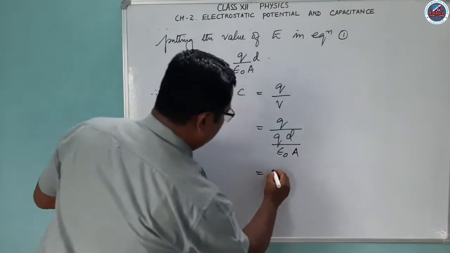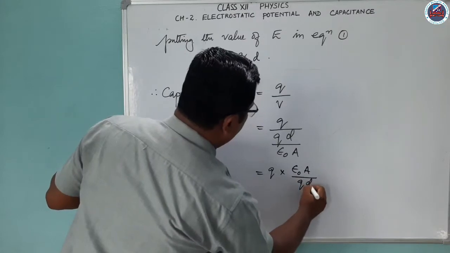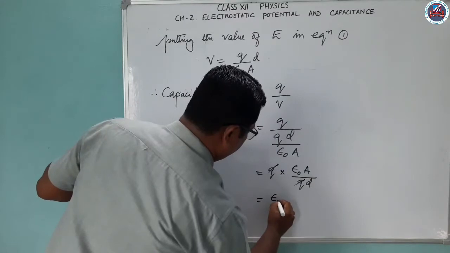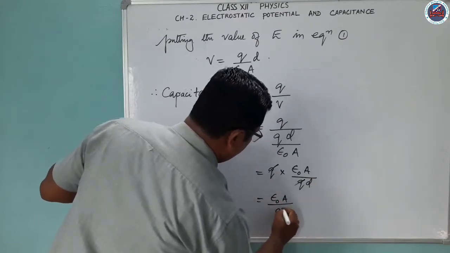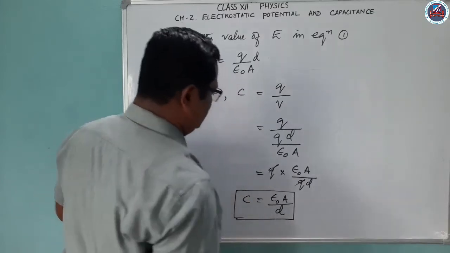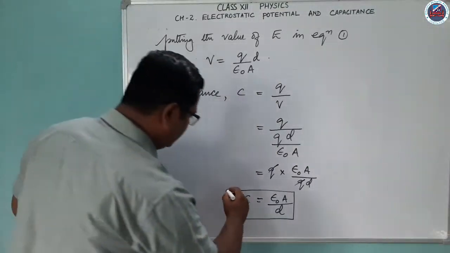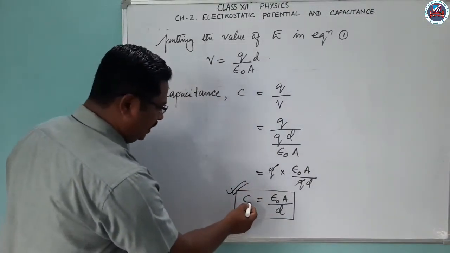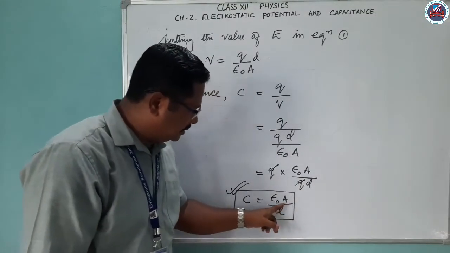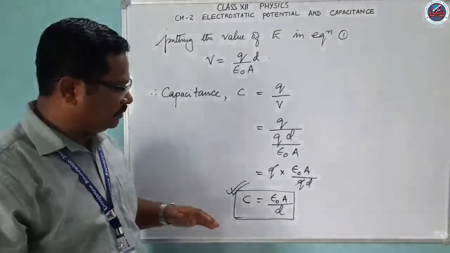So this will be Q into epsilon naught A divided by QD. This one will reverse. Then Q and Q cancel out, giving epsilon naught A divided by D. This gives us the capacitance of a parallel plate capacitor. It is clear from this formula that to get very high capacitance, the area of the plate, as it is directly proportional, should be large. Large plates you have to take.